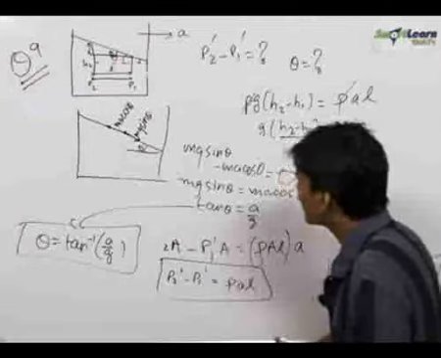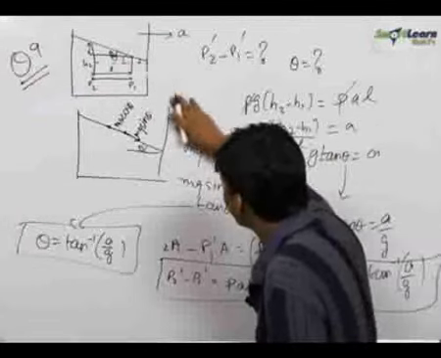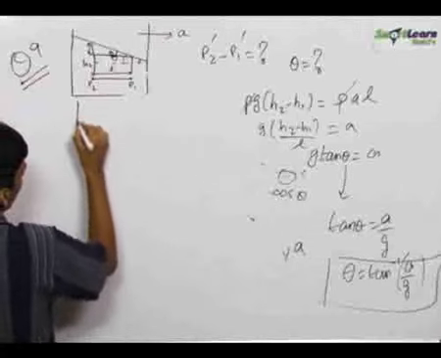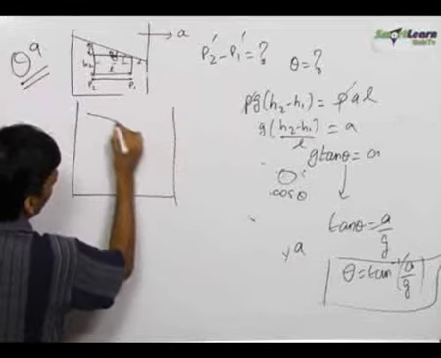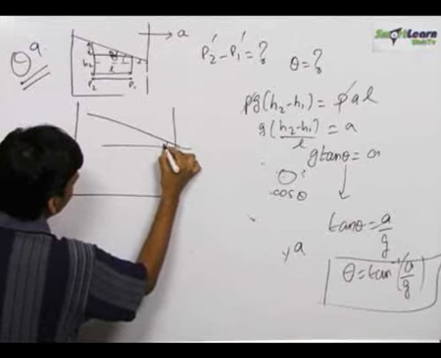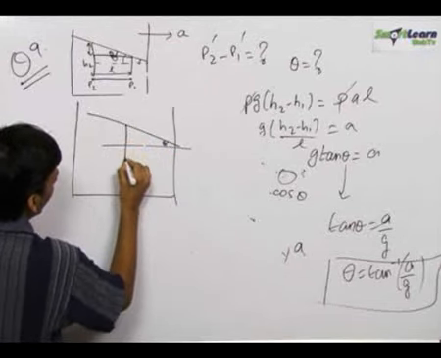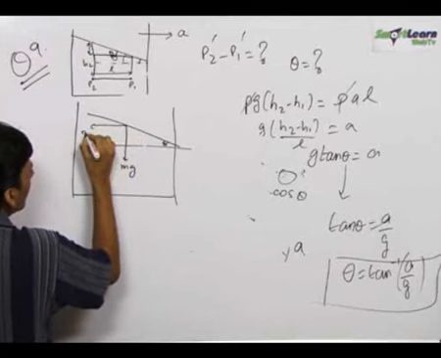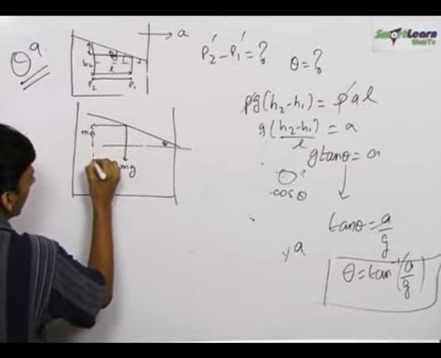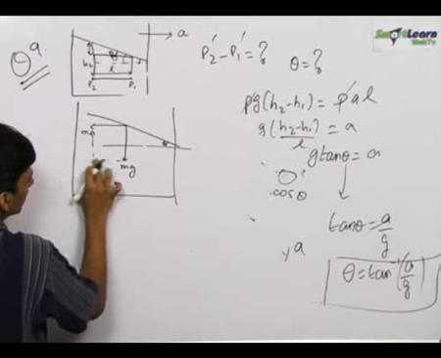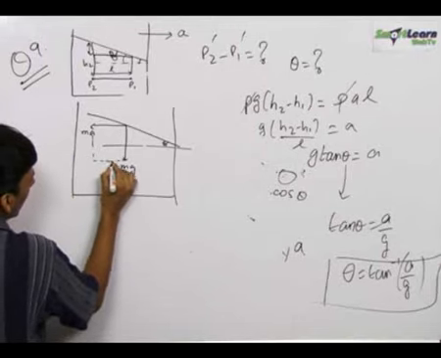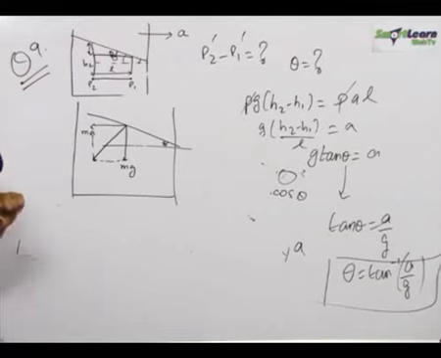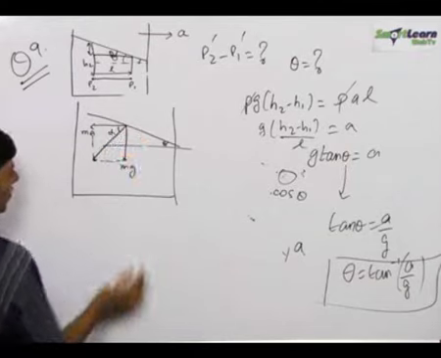After finding this, let me show you another thing. This angle was theta, mg was acting in this direction, and ma was acting in this direction. Both these forces are constant. The resultant comes in this direction. Let this angle be alpha.